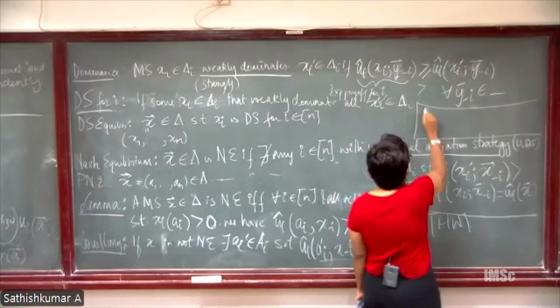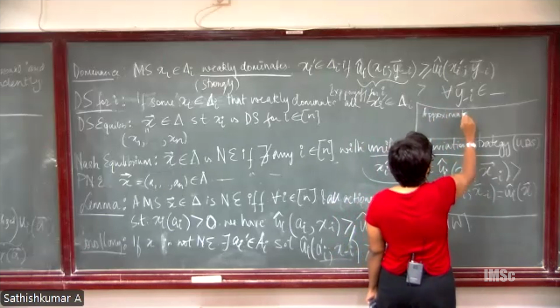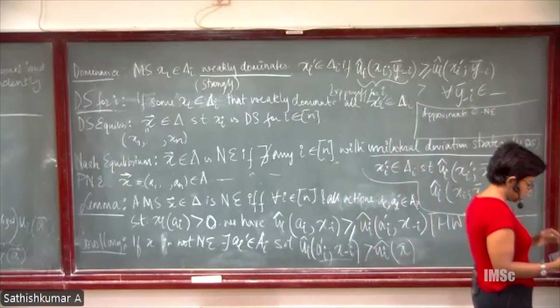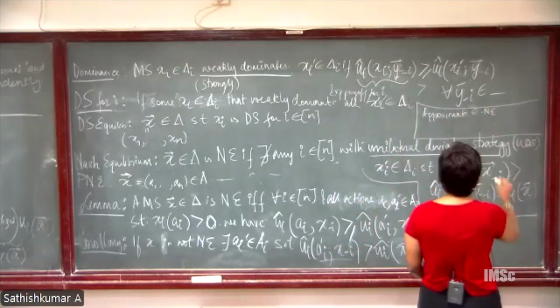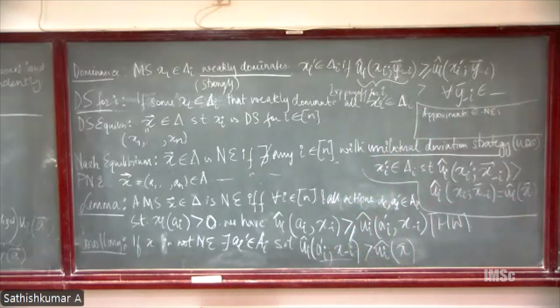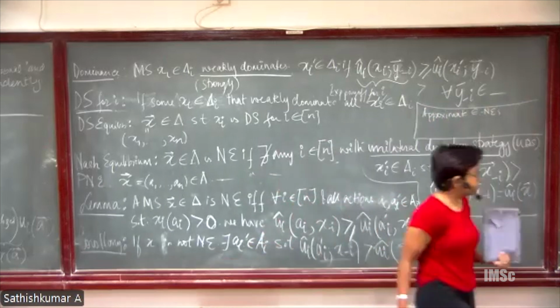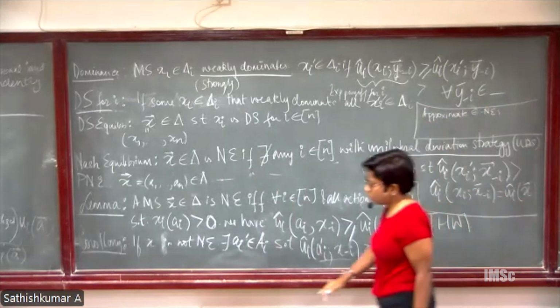There are a few different notions of approximate Nash equilibria: epsilon Nash equilibria, epsilon well-supported Nash equilibria, and so on. We'll get to them. I'll define them when we need them. So let's call it lemma 1.